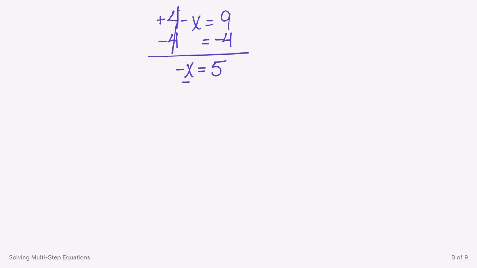This x isn't totally by itself yet, right? There's a negative in front of the x. So we need to actually divide everything by negative 1, because that negative tells me there's a negative 1 being multiplied by x. So I need to go ahead and divide everything by negative 1 so that I can really get that x by itself and have my answer, which is x equals negative 5. So you always want to look at your problem and make sure that x is really, really by itself on one side of your equation before you say that you're done.